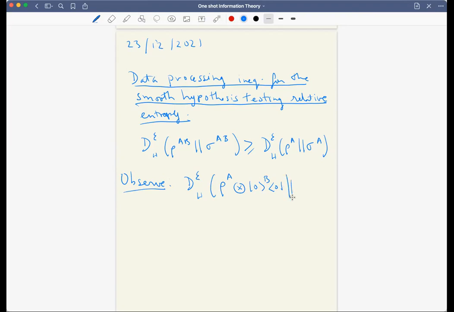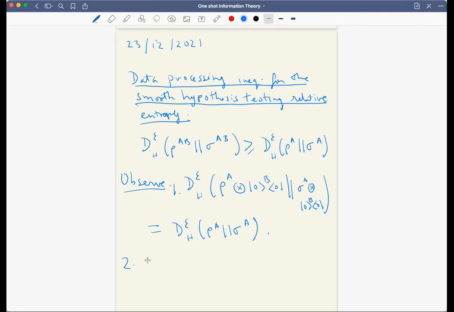And this will be sigma A. You attach an ancilla B. So you can easily see that this is equal to the original smooth hypothesis testing relative entropy, right? Okay. And this is the first operation in the definition of quantum operation. The next one was unitary.